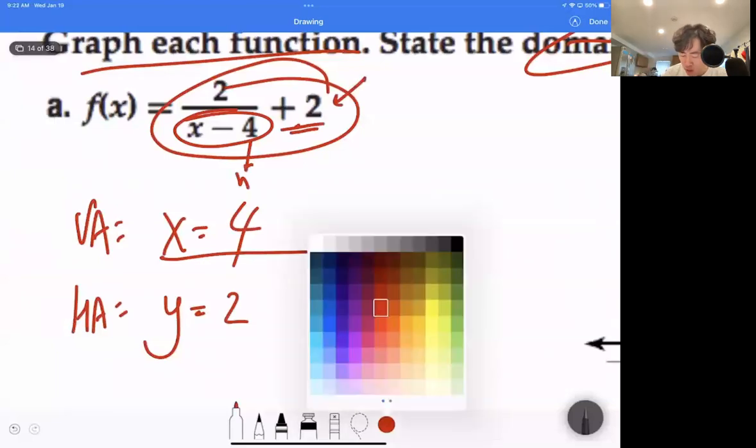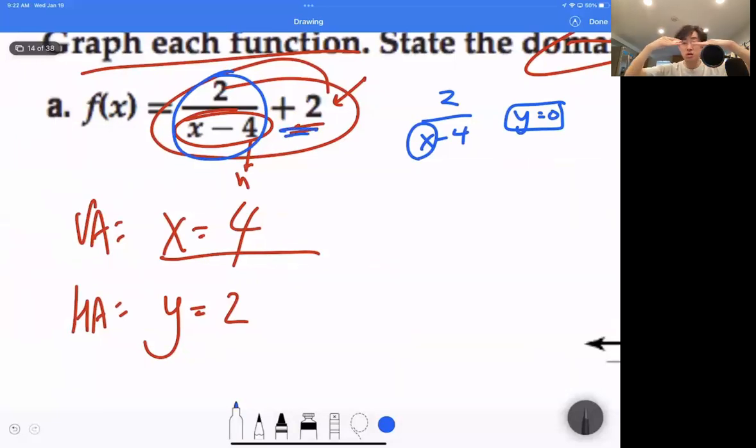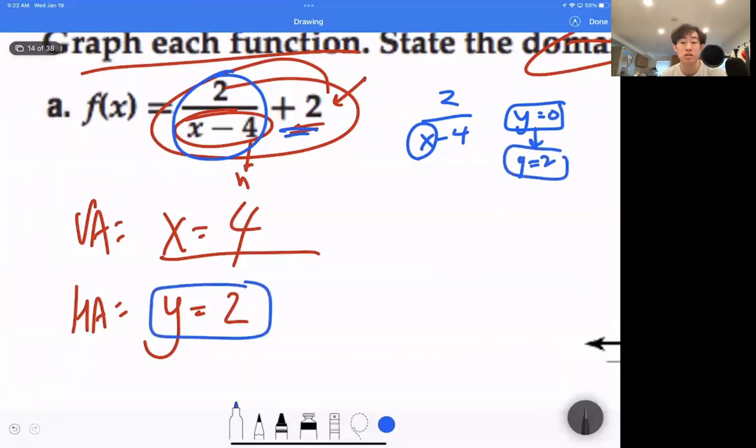And I want to tell you why that is. Remember, 2 over x minus 4, the degree in the denominator is bigger. So therefore, the horizontal asymptote should be y is equal to 0. But this plus 2 essentially increases the horizontal asymptote by 2. So it goes from y is equal to 0 to y is equal to 2. And that's where this horizontal asymptote is coming into play.